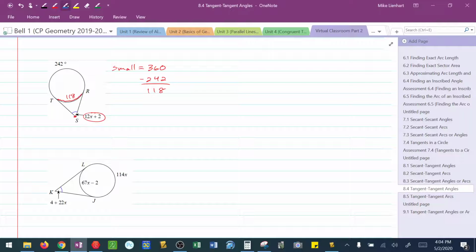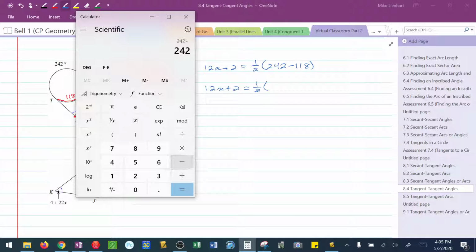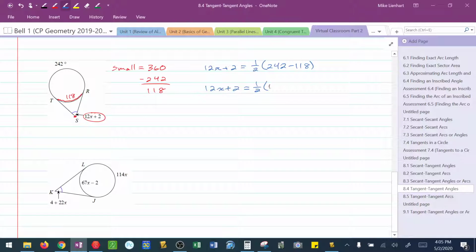I'm now ready for the formula that says the angle 12x plus 2 equals half the arcs subtracted. So 242 minus 118, or 12x plus 2 equals half of 242 minus 118, which gives me 124. So I know that 12x plus 2 is equal to 62. I'm going to subtract 2 from both sides. I get 12x is equal to 60. And divide by 12, I get x is equal to 5.